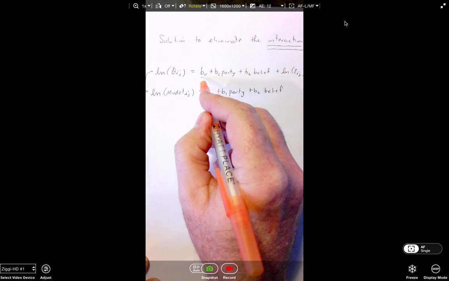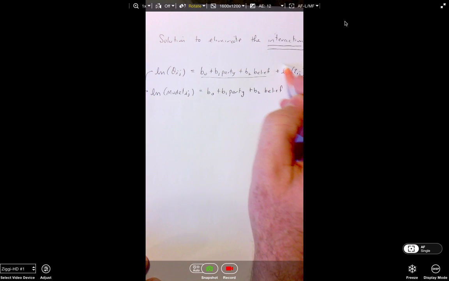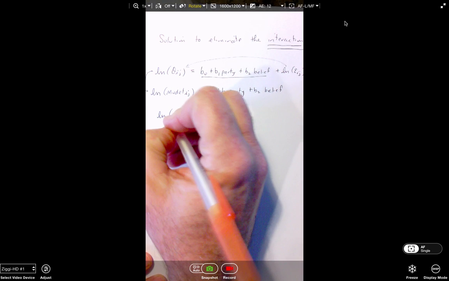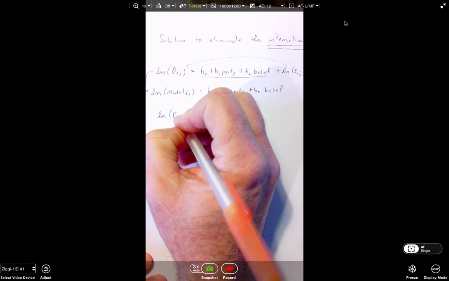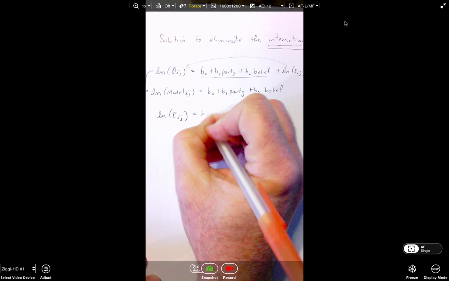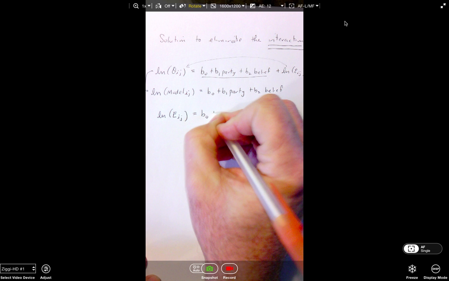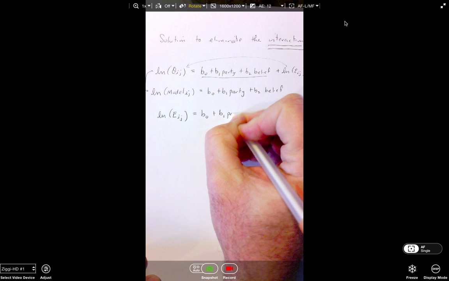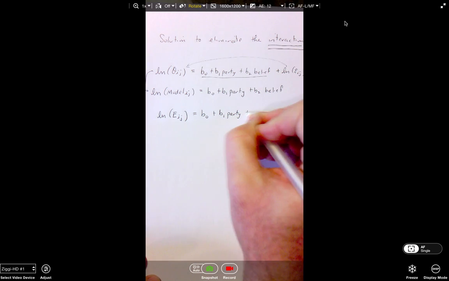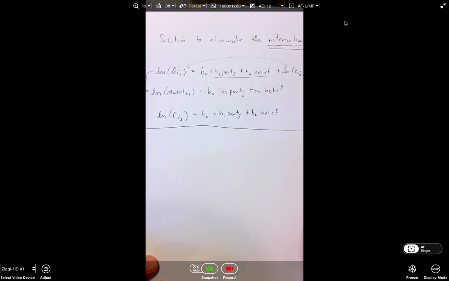Well, again, if you solve for this right here and bring the natural log of E sub I across here, the observed minus the expected is just our model. So, guys, this is going to be made easier because our model is just the expected value. So we switch our focus from the observed value to the expected value, being found by b0 plus b1 times party plus b2 times the belief.